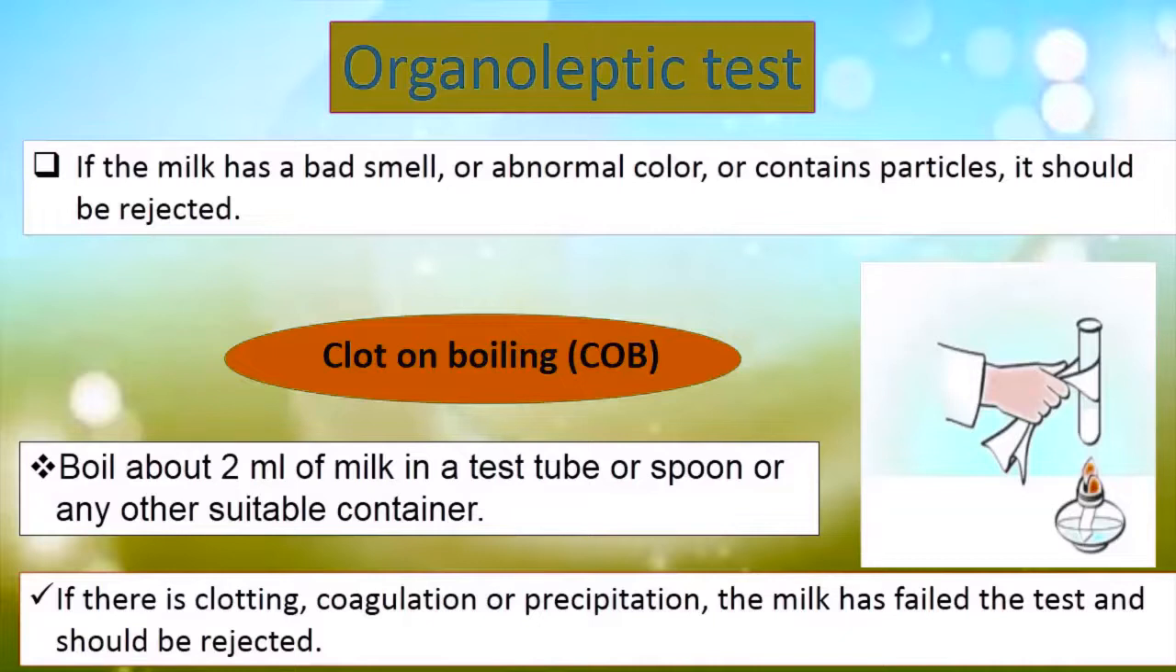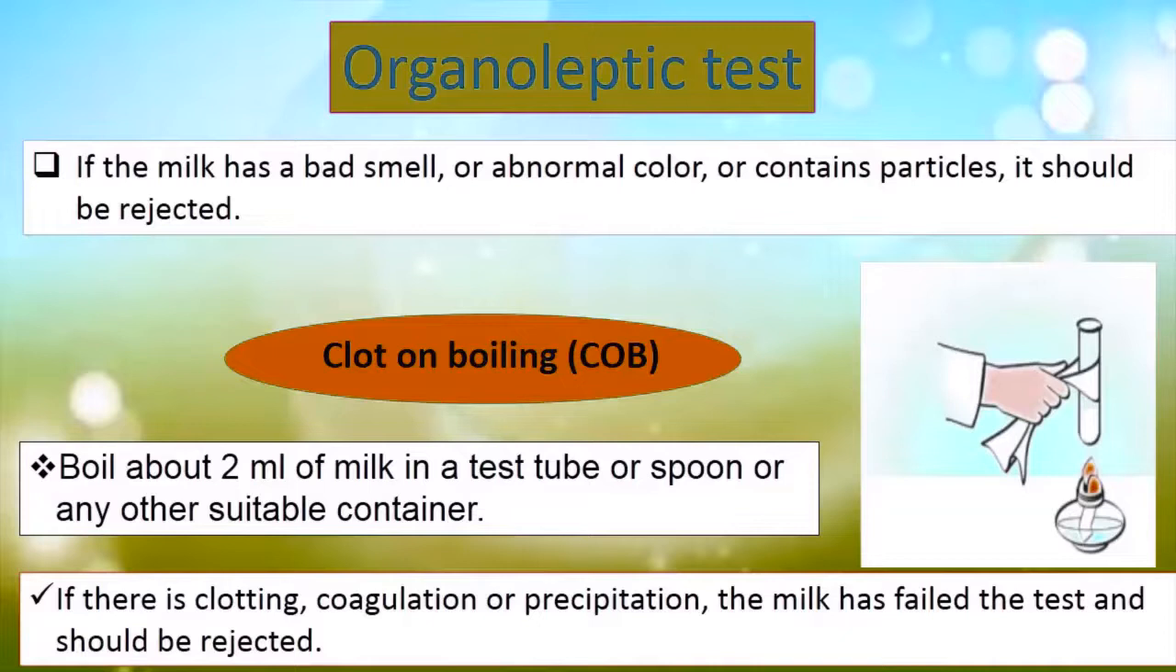Second, clot on boiling, COB method. This test is quick and simple. It allows you to check whether the milk has high acidity. Example, the pH may be 5.8 or less than 5.8. Less than 5.8 means it has a high acidity value. So the high acid milk should be rejected.